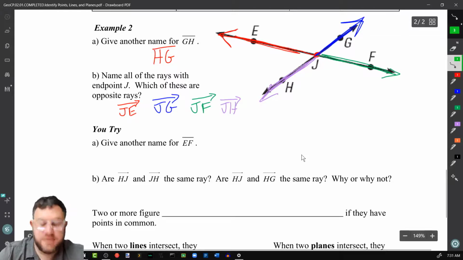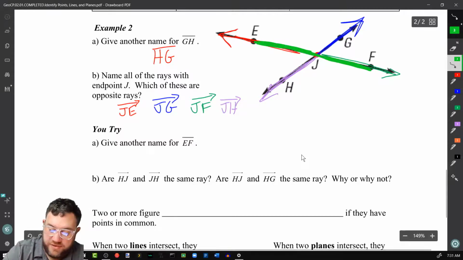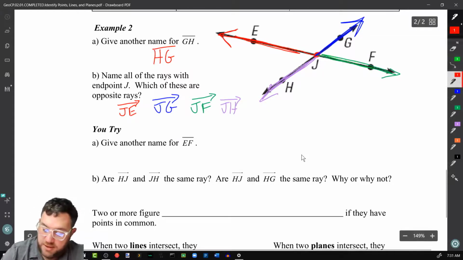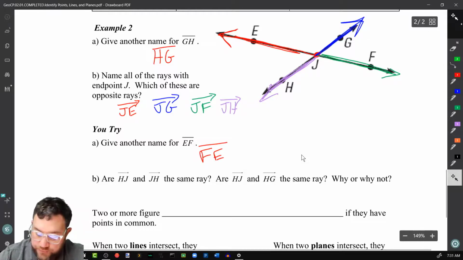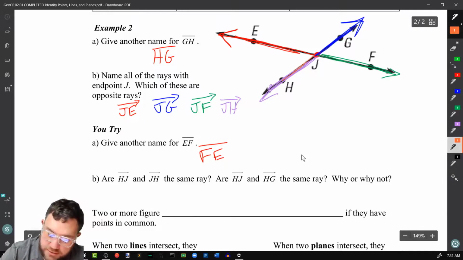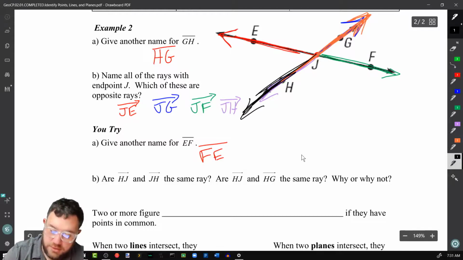So try these next two. All right, we've got segment EF. Okay, that's that segment right there. And again, it's a segment, so we can just turn the letters around. So segment FE. And then our HJ, that's ray HJ. And JH, the same ray.